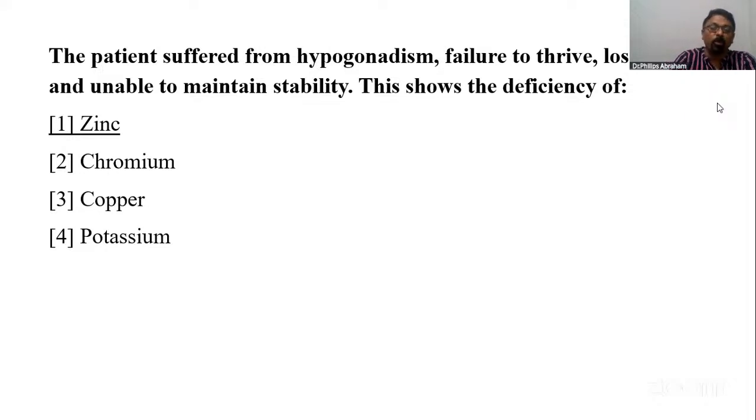And here about chromium. Chromium is important for insulin sensitivity. Insulin secretion, insulin sensitivity, chromium is important. Copper, I said about peroxidase. Anything else about copper? Of course.